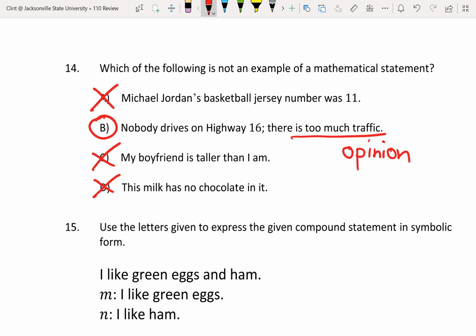Just read the question carefully on those because sometimes it asks you which one's not a mathematical statement, and sometimes it says which one is a mathematical statement. So just take your time on that. Questions on 14?